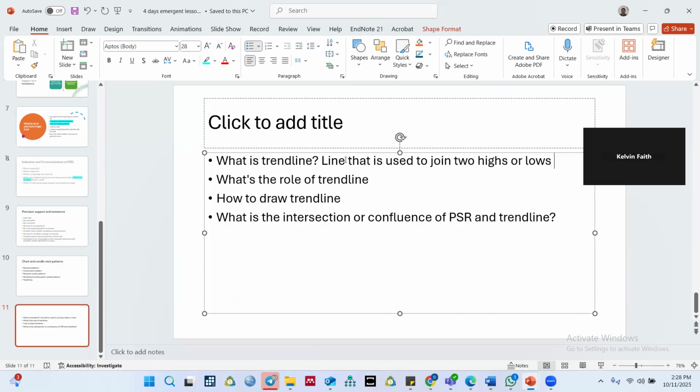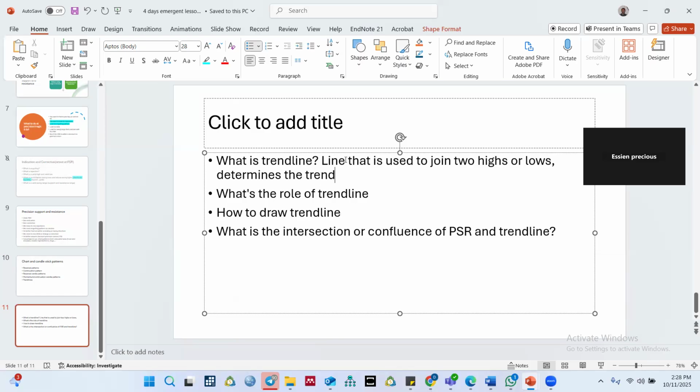A line that does what? Just as the name is, a trend line is a line that is used to determine the trend of the market. Perfect. Okay, good. Maybe it's an uptrend or a downtrend. Okay, so these are very great ideas.